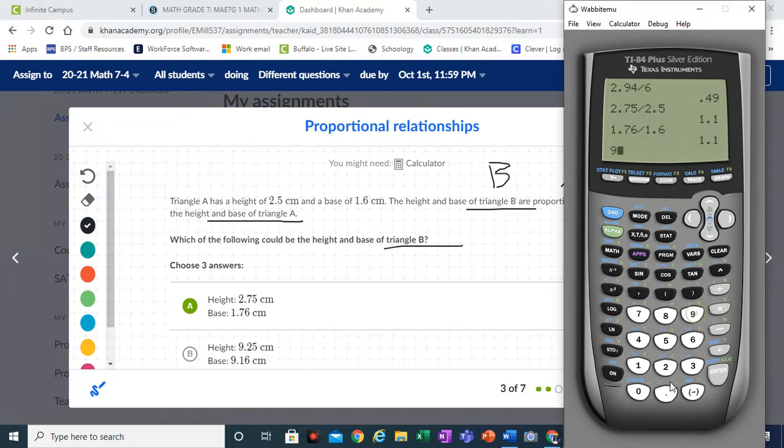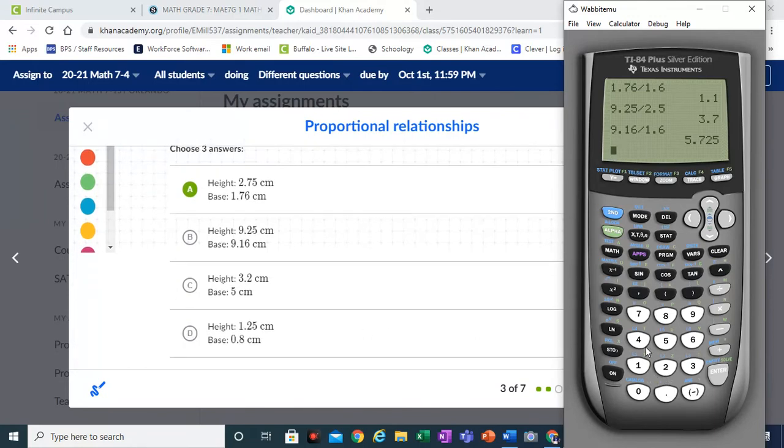So it's 9.25 divided by 2.5, 3.7, and then you have 9.16 divided by 1.6, and you get 5.75. So that's not the same. So now we go to the next one.